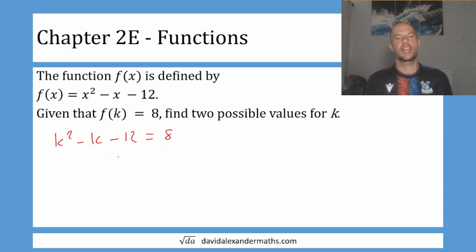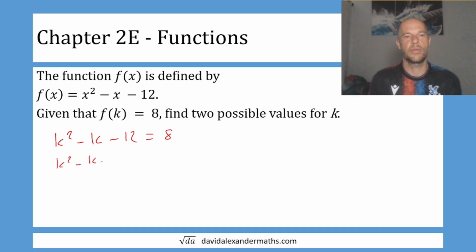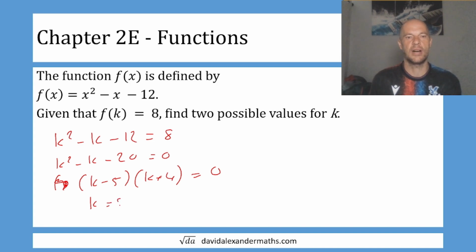So we've got a quadratic equation that equals 8, so if I subtract 8 from both sides it will then equal 0, and I can hopefully factorise and solve it. Factors of negative 20 that add up to negative 1 are, it's not an x, it's a k, so let's try that again. So that's going to be k take away 5, k plus 4 equals 0. Let's just double check. Minus 5 plus 4 is minus 1. Minus 5 times positive 4 is negative 20. Good. So the two possible values for k are positive 5 and negative 4.